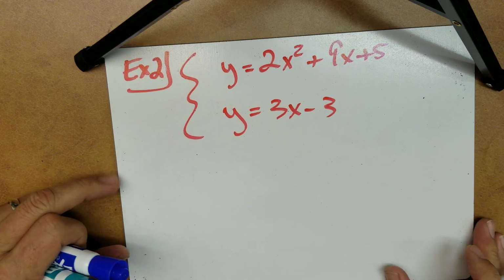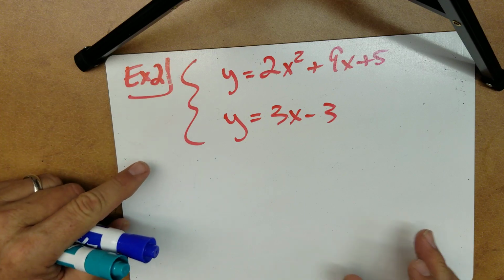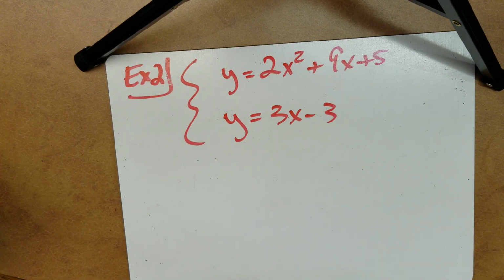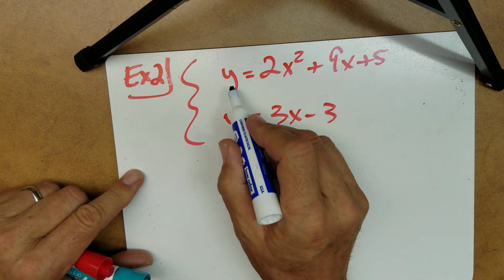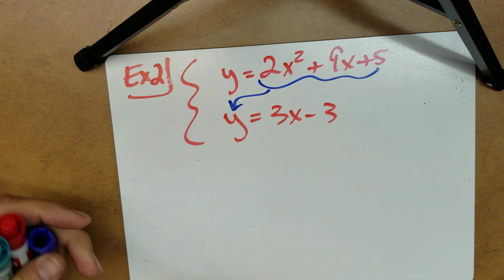All right, I'm back with example number 2. Let me just point out this little squiggly bracket here. That implies that this is a system, that they're working together. That's why they're called systems of nonlinear equations. And once again, I'm just going to use substitution. Since they both equal y, I'm going to take this and I'm going to substitute it right there for y.